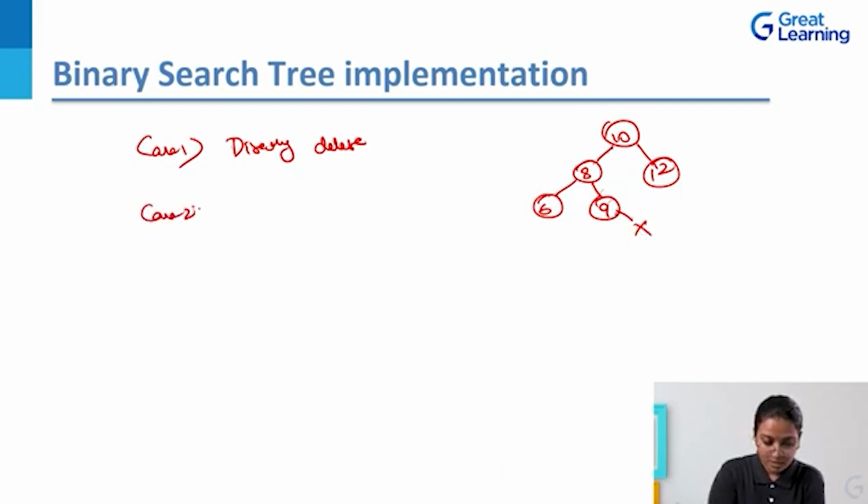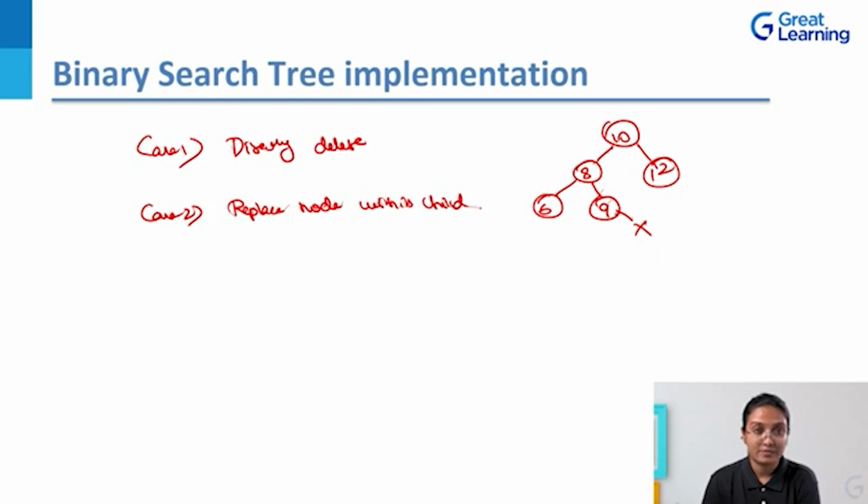Case 2. You have one more condition to consider. So we have to replace something. We have to replace the node with its child, whatever it is there accordingly. Say for example, if you want to delete 8, you have to replace 8 with 9 or 6. I think you have to use the in order method to find which one you have to replace, because 8 has 2 children. Coming up to the third case.